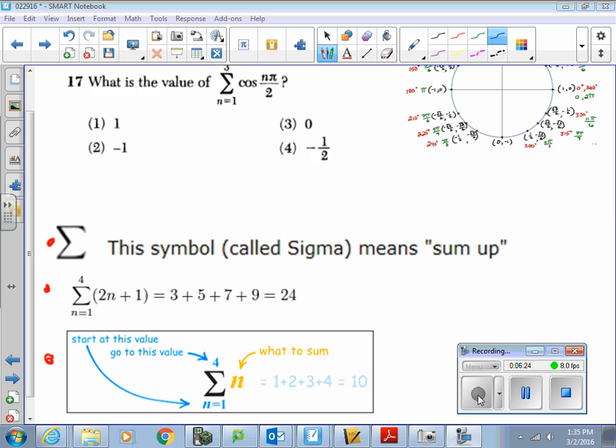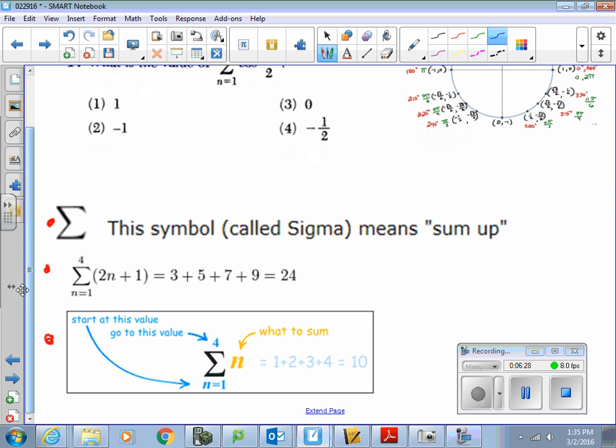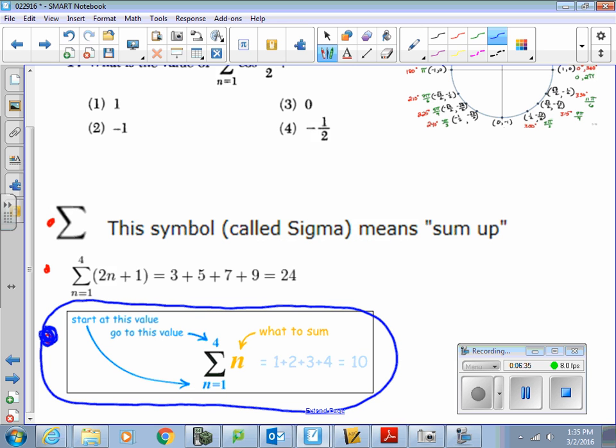All right, back, and let's look at this example. If you look down at the bottom, on this example I had you write, that's kind of a way of showing what to do when you see summation notation. So what you do is you start at this value, just like you see this arrow. This is going to be your starting value at n equals 1. You're going to go to this value up here, which is 4.